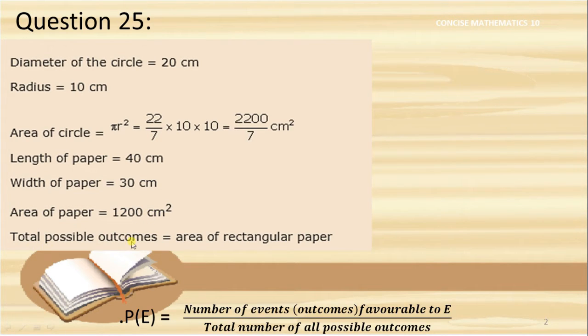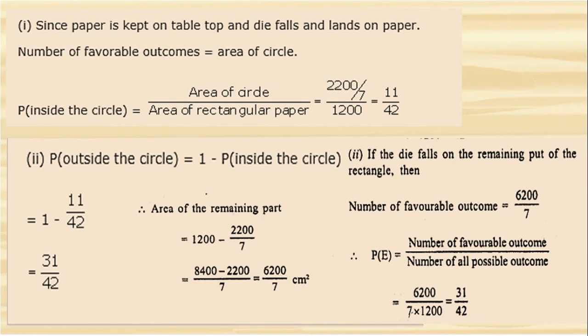So total possible outcomes is the area of the rectangular paper because a dice is thrown on a paper. So now we need to find the probability if the dice falls inside the circle or outside the circle. That is the condition. Now we know what is the area of a rectangle and what is the area of a circle. Let us move on to the first sub question, that is, find the probability that it will fall and land inside the circle.